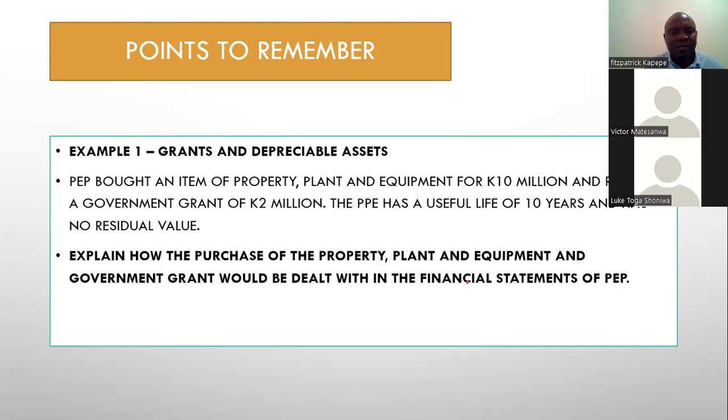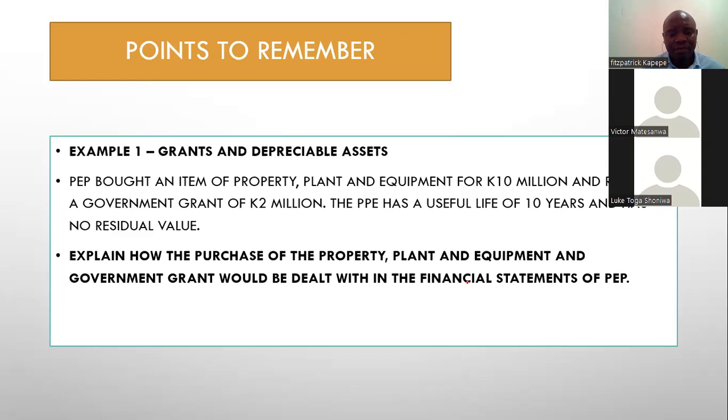So we have this example, similar to what we have looked at. I'll just talk through it. Pep bought an item of property, plant and equipment for 10 million and they received a government grant of 2 million. The PPE has a useful life of 10 years and has no residual value. Explain how the purchase of the property, plant and equipment and government grant would be dealt with in the financial statements of PEP.